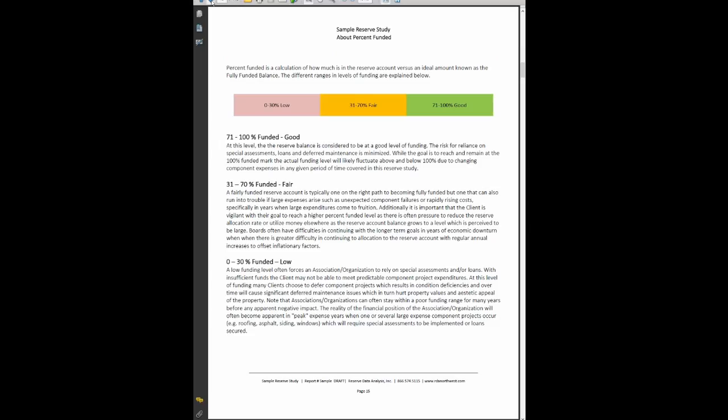Next is just a page about percent funded. It goes into an explanation of low percent funded versus high percent funded and the risk associated with each. And that's a good read to go more into that. I'll also put a link in this video to some more information about percent funded and fully funded balance. Those should be popping up in the video screen at some point.